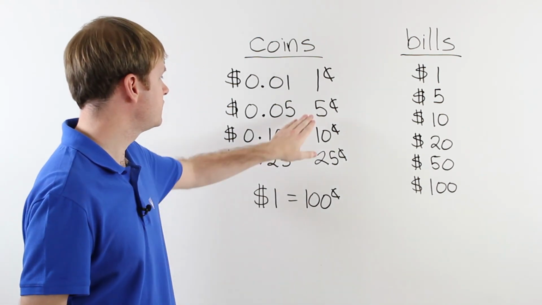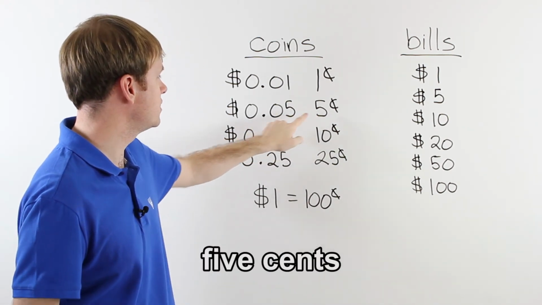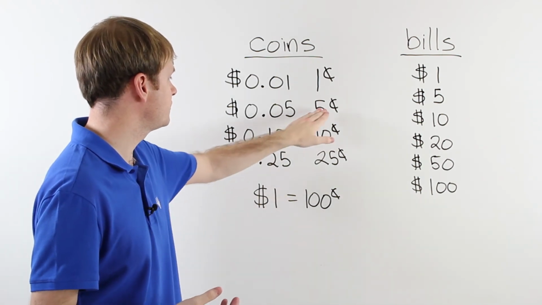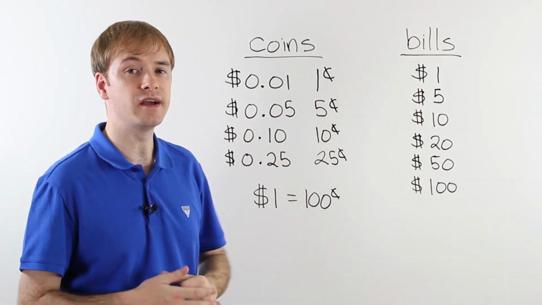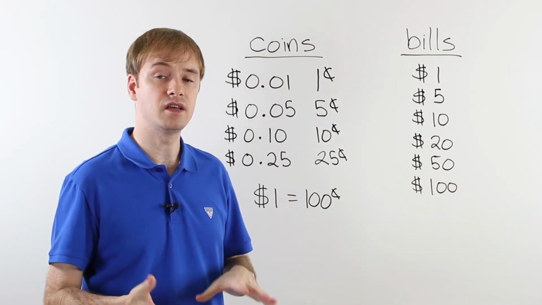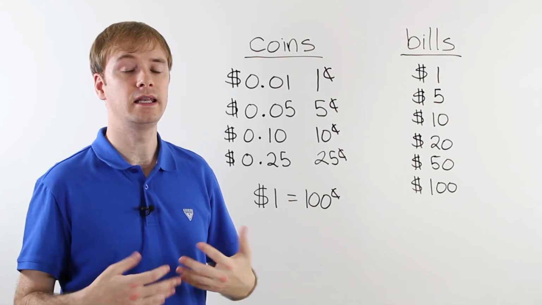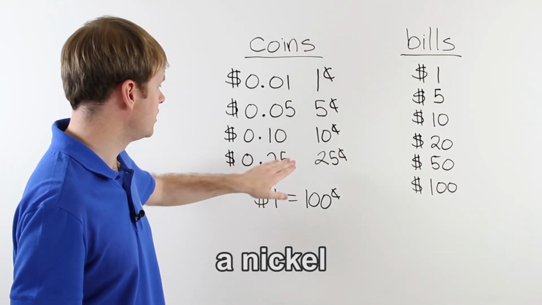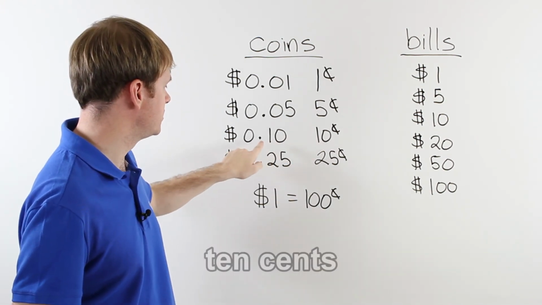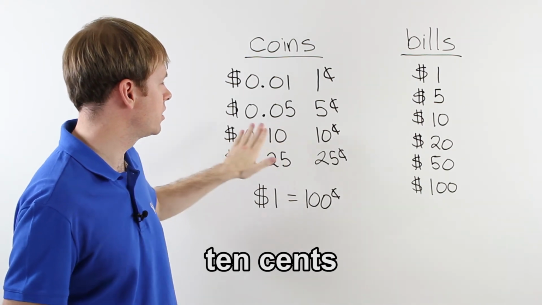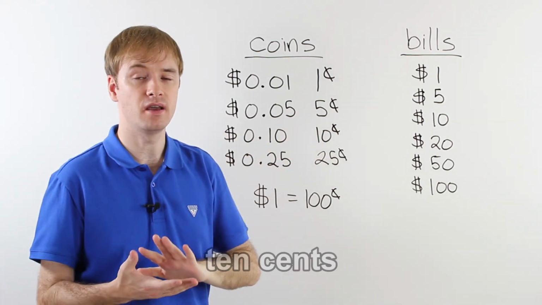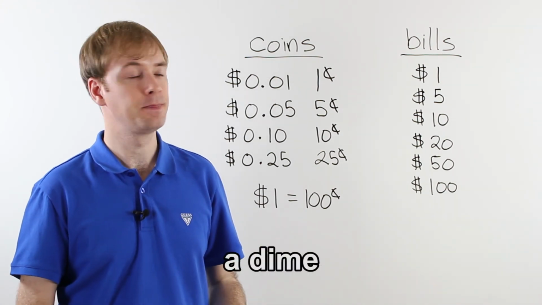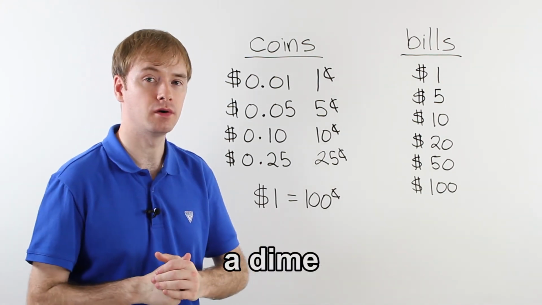Let's move on. This is 5 cents. Again, this and this, same amount of money, 5 cents. They have a 5-cent coin. The 5-cent coin is called a nickel. A nickel, okay? The next coin, this is 10 cents. Again, 10 cents. We can write it both ways. They have a 10-cent coin. It's called a dime. A dime, all right?